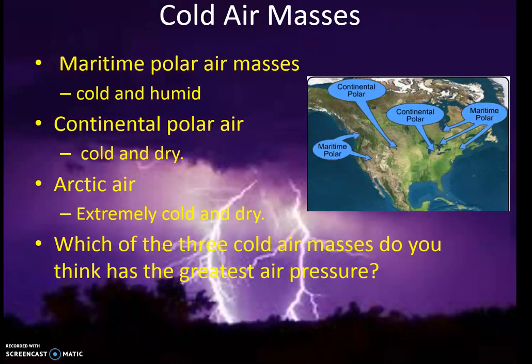Then we have cold air masses. Maritime polar air masses are cold and humid. They are forming over the oceans near the Arctic for the United States. A continental polar air mass is cold and dry, and they're forming up over Canada for the United States. And then last we have Arctic air, the extremely coldest, driest air mass. So which of these three cold air masses do you think has the greatest pressure? The answer would actually be the Arctic air because it is the coldest, the densest, and therefore the heaviest. Plus it is dry.